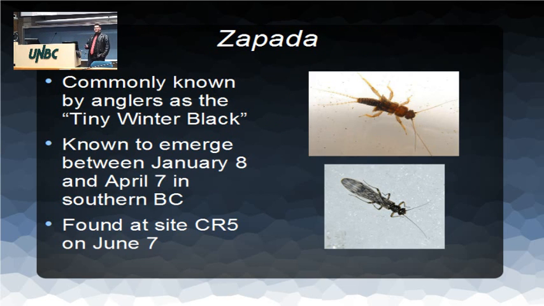I don't know if you guys are friends with any anglers, but they have really imaginative names for bugs. This Zapata, they call it the tiny winter black. Now if we had all day, I'd let you guys try and guess why they call it that, but I'll just tell you because I'm getting a card. They're tiny, they emerge in the winter, and they're black. Anyways, I found a paper from southern BC that found that they tend to emerge between January 8th and April 7th. And here we are finding them 2 months later, June 7th.